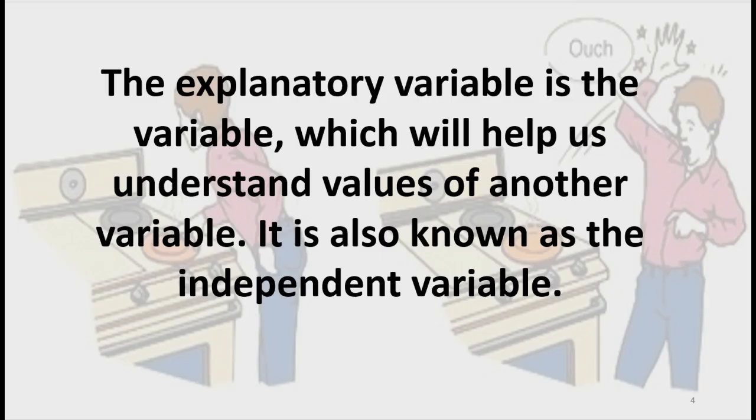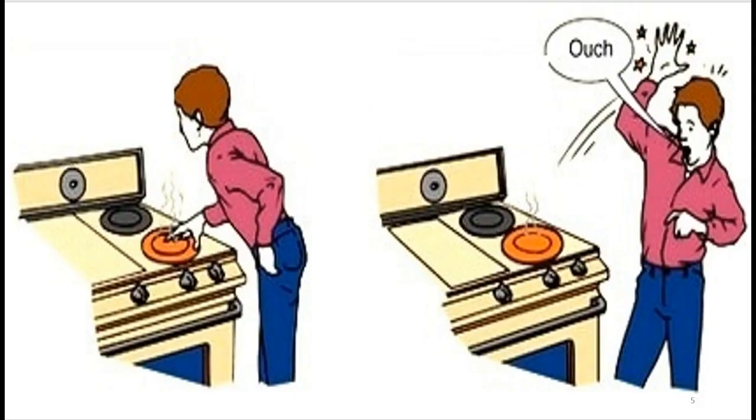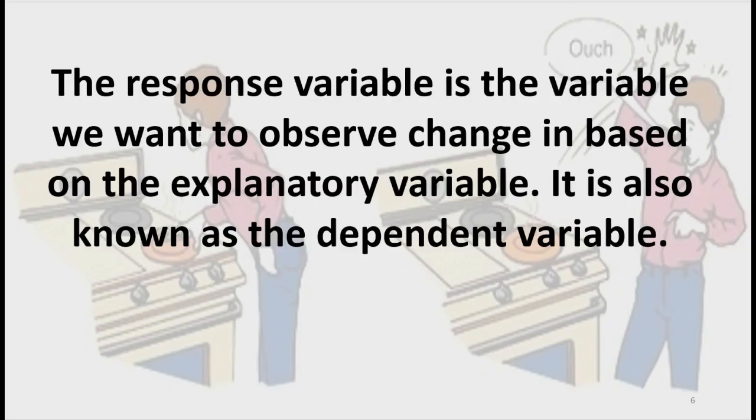The explanatory variable is the variable which will help us understand values of another variable. It is known as the independent variable. In the news article, where a state has a marijuana law would be the explanatory variable, since the researchers are looking to see if marijuana legalization can change opioid prescription patterns. In this picture, the explanatory variable would be whether or not the stove is hot.